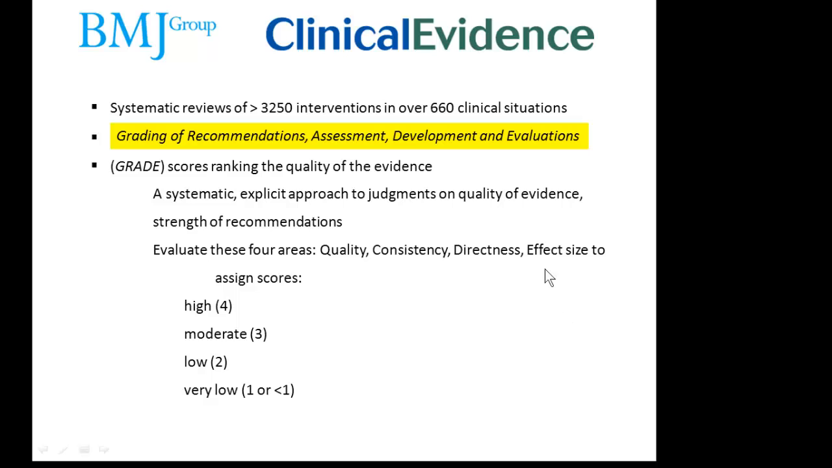This video shows University of Washington users about British Medical Journal's Clinical Evidence product. Why use it? BMJ contains systematic reviews of over 3,000 interventions in clinical situations. It provides GRADE scores, ranking the quality of the evidence. GRADE scores give the level of certainty the review panel has in the quality of its evidence. For anything below high, more research may change their position on the intervention.